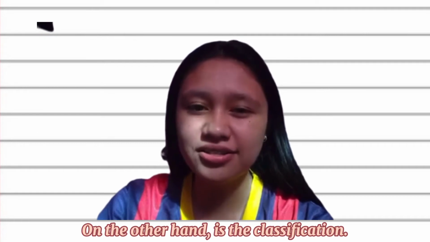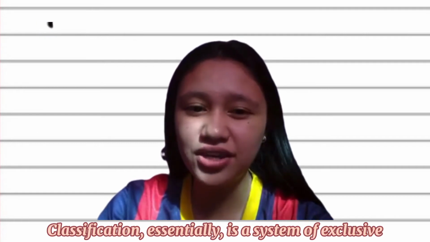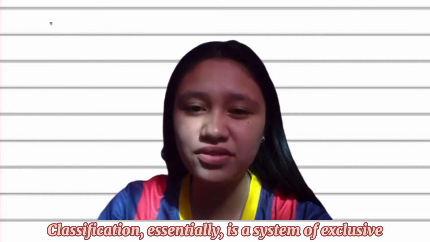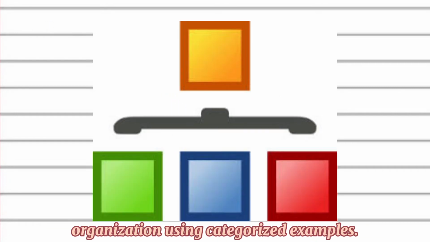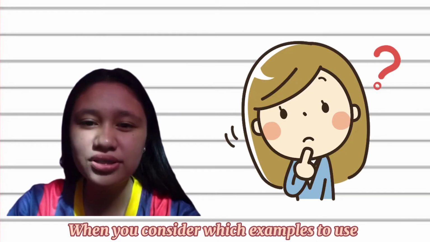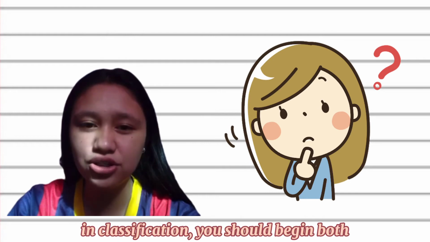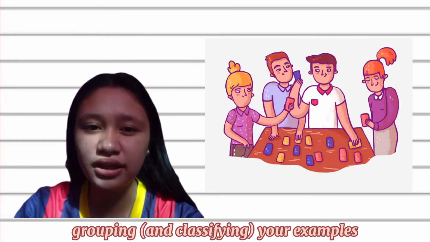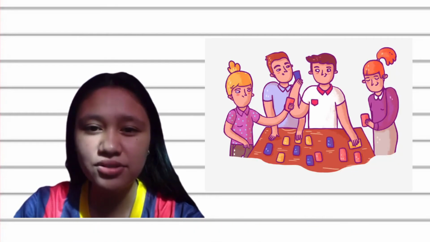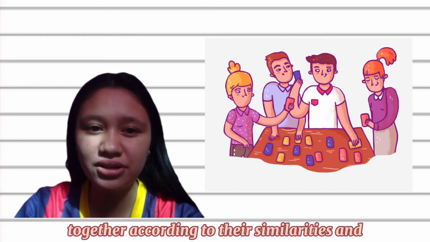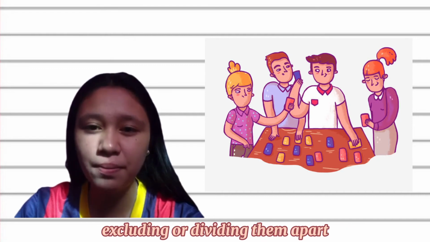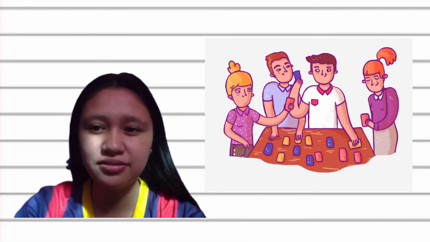On the other hand is classification. Classification essentially is a system of exclusive organization using categorized examples. When you consider which examples to use in classification, you should begin both grouping and classifying your examples together according to their similarities and excluding or dividing them apart based on their differences.